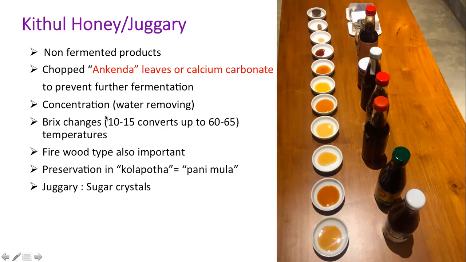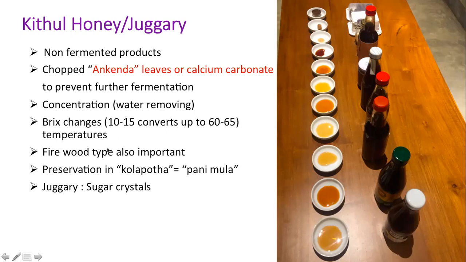You know the Brix value of the initial liquid sap, the sugar percentage is around 15, so the Brix is around 10 to 15. Now, when it comes to honey and jaggery, the Brix level is 60 to 65. You can see the change in the amount of water removed and the concentration. All these things you can understand by using these two values: the initial Brix, 10 to 15, and at the end of this process, around 60 to 65. So it means it's a highly concentrated liquid.